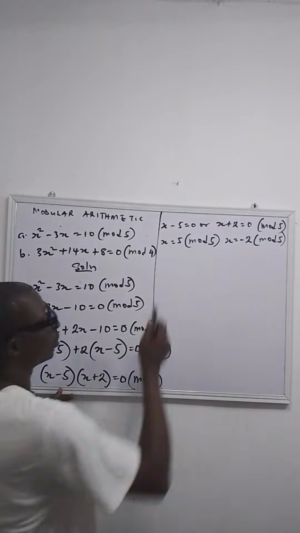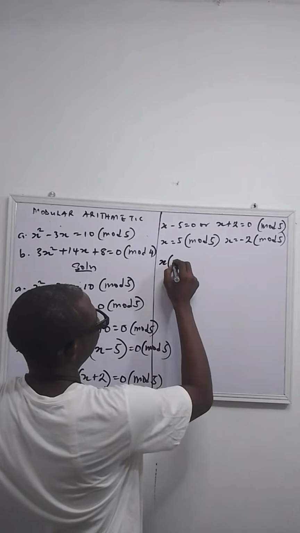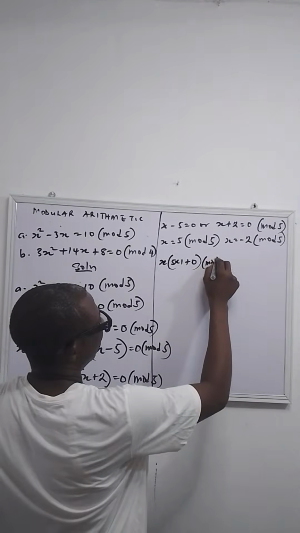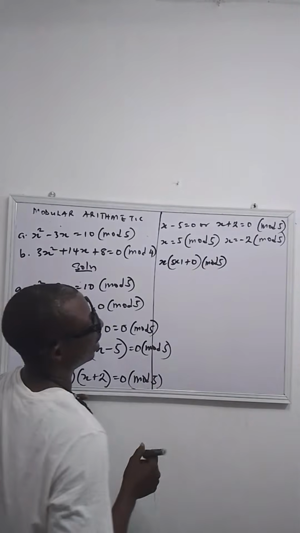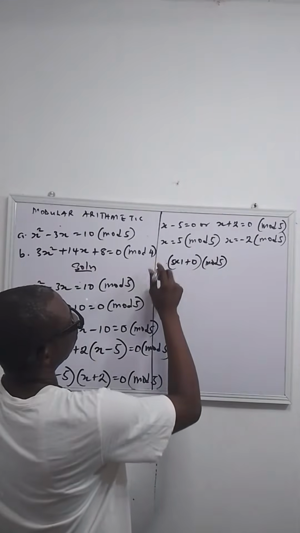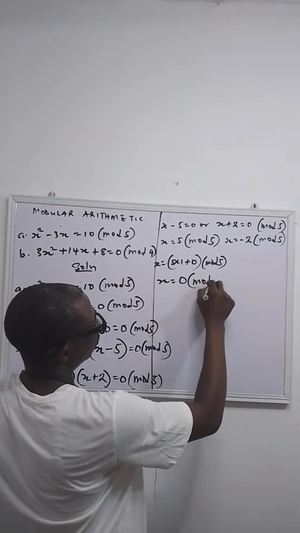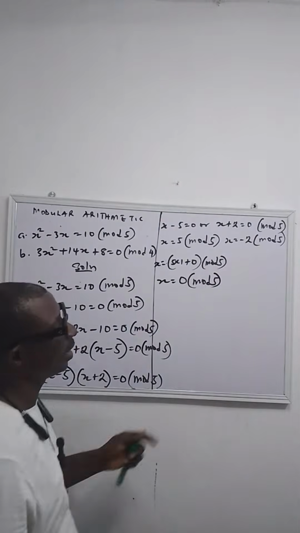That will be 0. So let me write this out for you. So we have this one is 5 times 1 plus 0, mod 5. All right. Okay, so x equals, so x will be what? 0 mod 5. All right, now let's look at the second one.